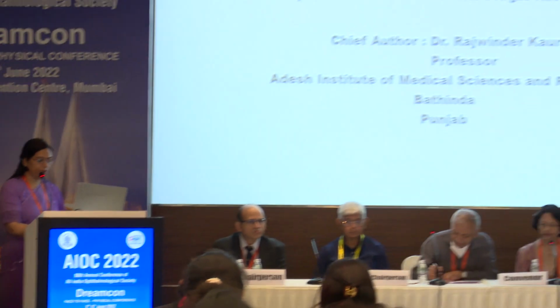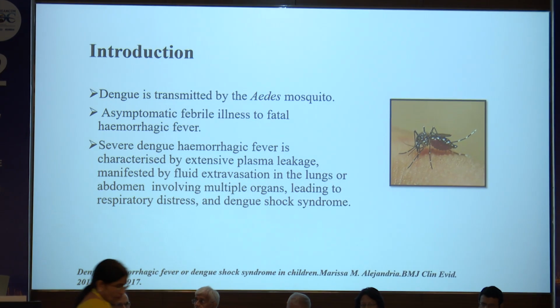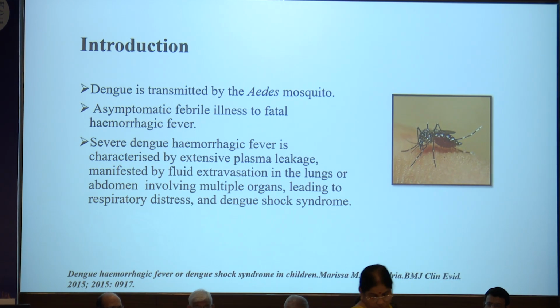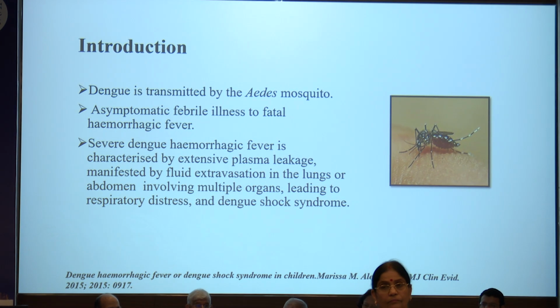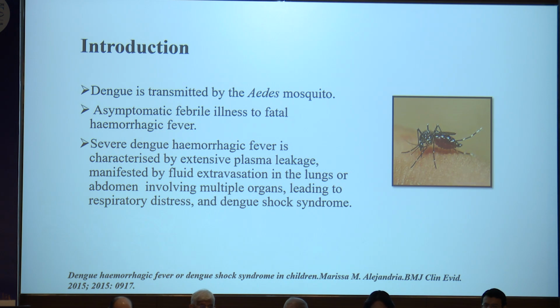Good afternoon, everyone. The topic of my presentation is spontaneous globe rupture, an unusual complication of dengue hemorrhagic shock syndrome. Dengue is transmitted by the Aedes mosquito. It ranges from asymptomatic febrile illness to fatal hemorrhagic fever. Severe dengue hemorrhagic fever is characterized by extensive plasma leakage, manifested by fluid extravasation in the lungs and abdomen, involving multiple organs, leading to respiratory distress and dengue shock syndrome.